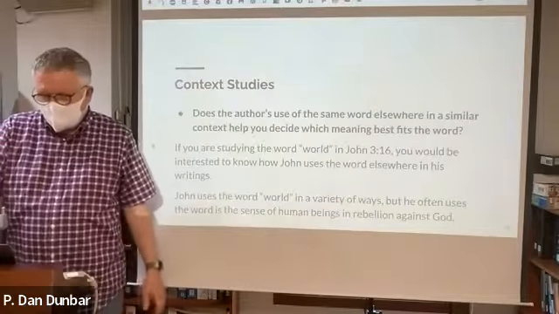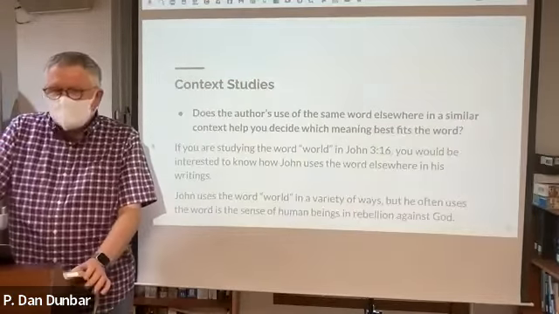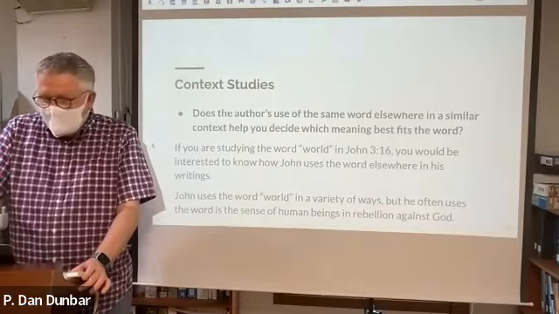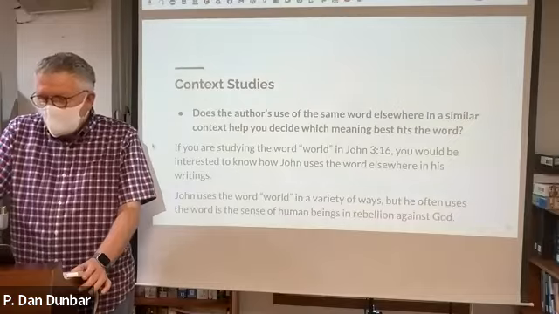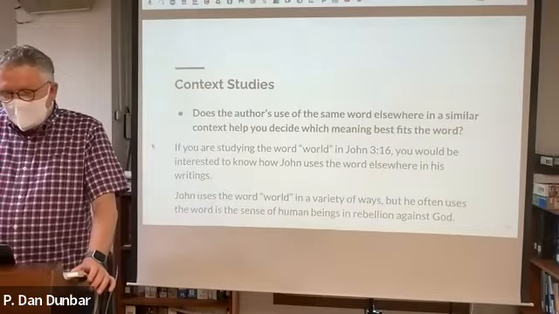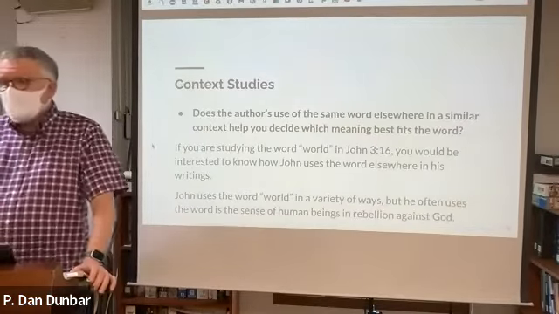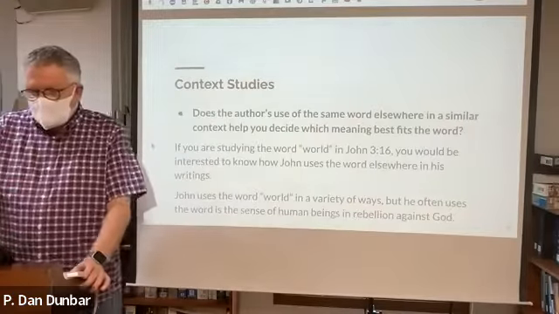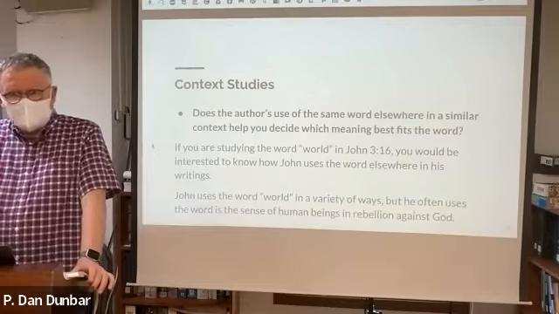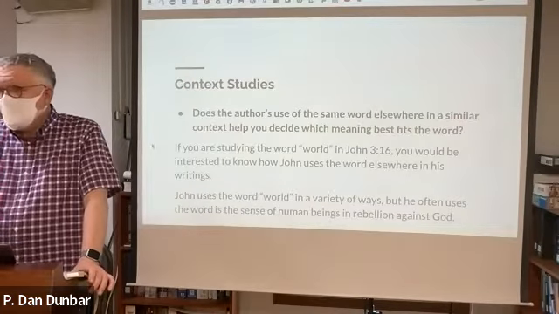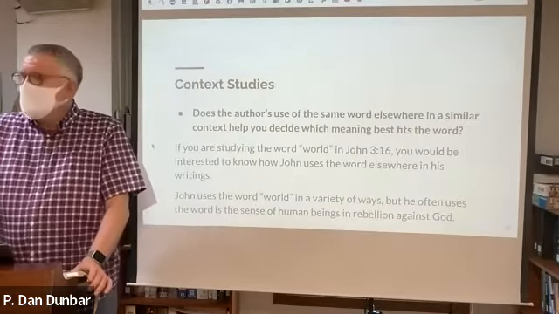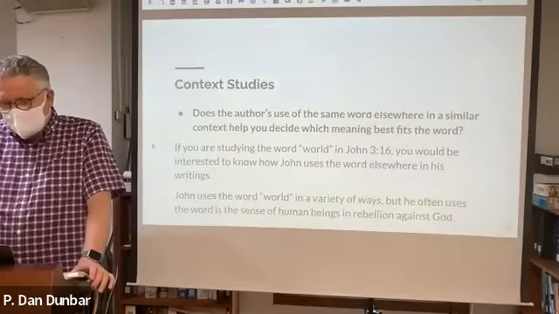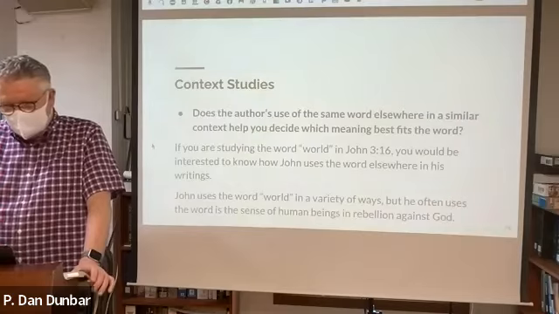Okay, here's another tip. Does the author's use of the same word elsewhere in a similar context help you decide which meaning best fits the word? So the author uses the same word in a very similar context. If you're studying the word world in John 3:16, "For God so loved the world," you would be interested to know how John uses this word elsewhere in his writings.